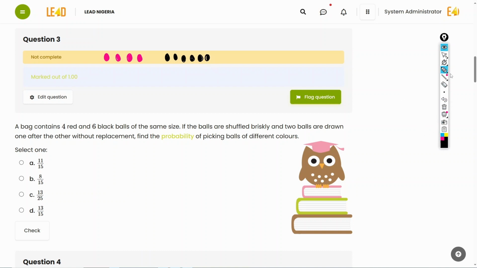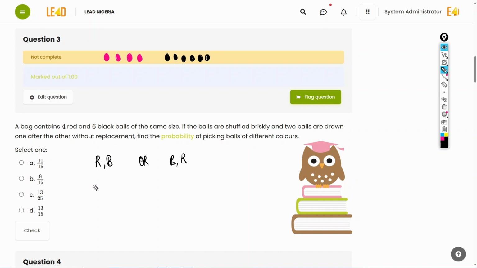All right. So now we're trying to deal with without replacement, right? What's the probability of picking balls of different colors? If I'm going to pick balls of different colors, there are 2 ways it can happen. I can either pick a red and then a black, or I can first pick a black and then a red. Now it is without replacement, so it's going to be a bit tricky. So let's look out for that.